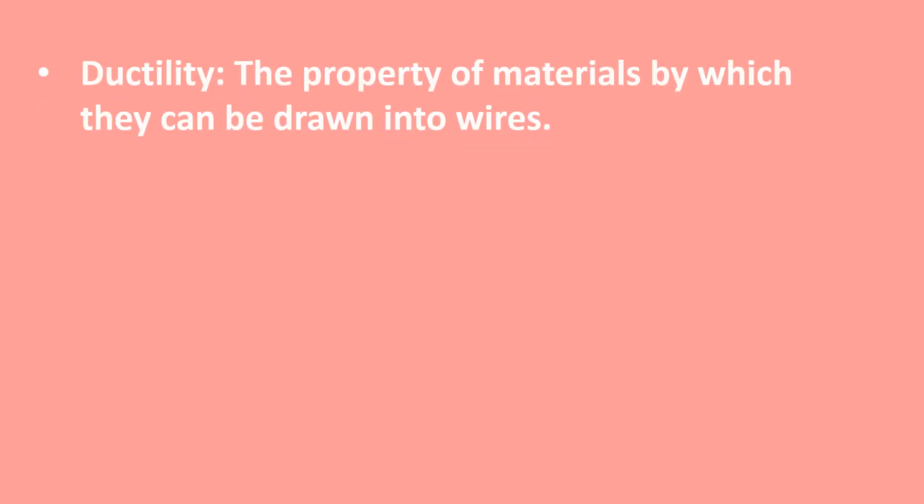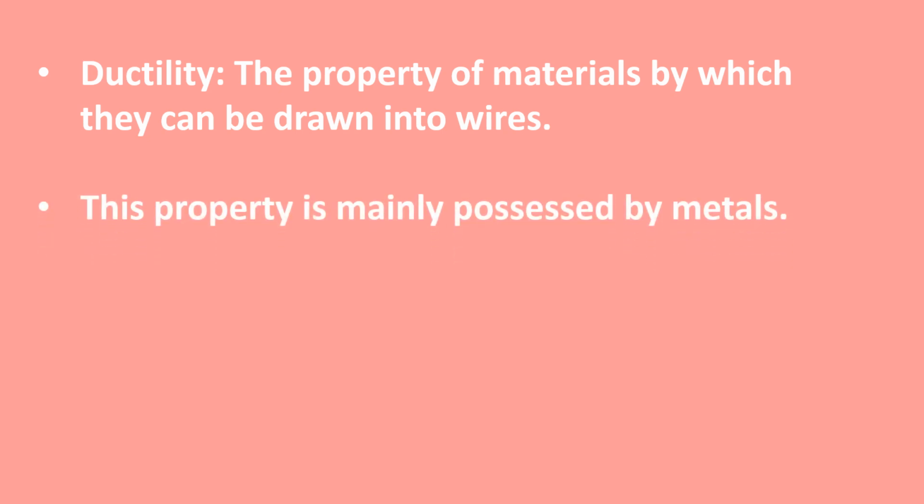Ductility is the second property of metals, the property of materials by which they can be drawn into wires. The property in which materials are drawn into simple thin wires is called ductility. All metals possess this property; it is mainly possessed by metals.